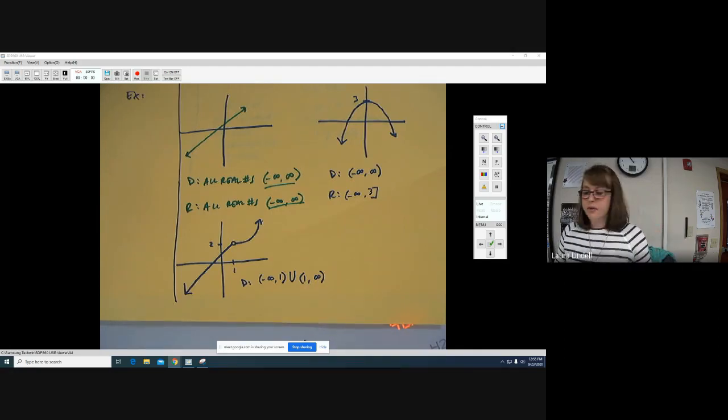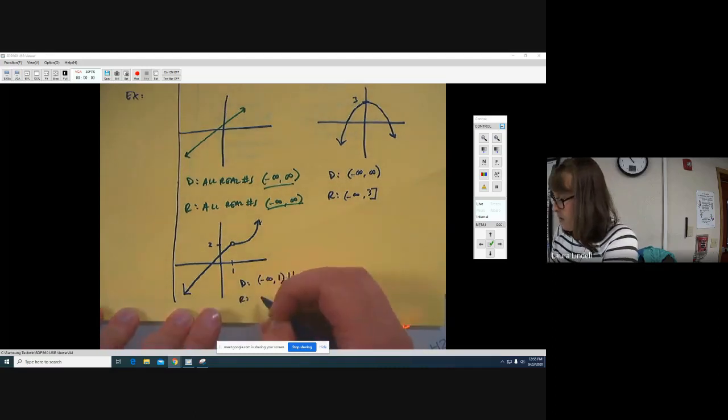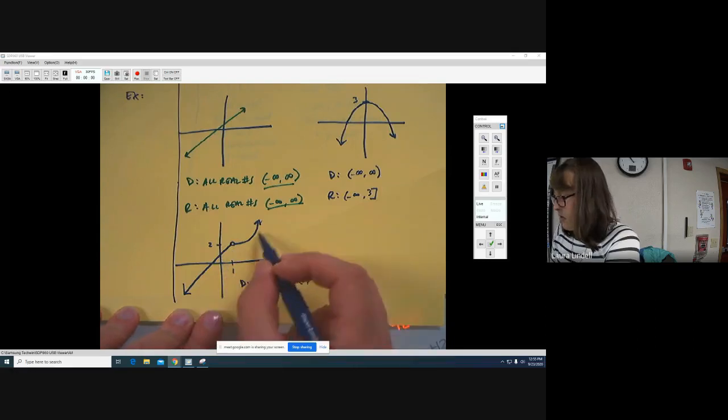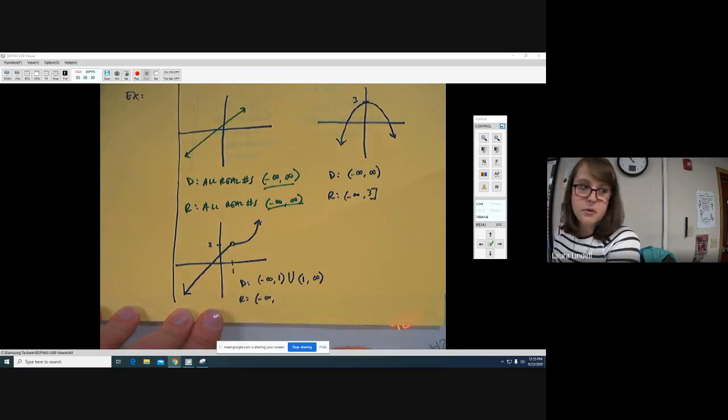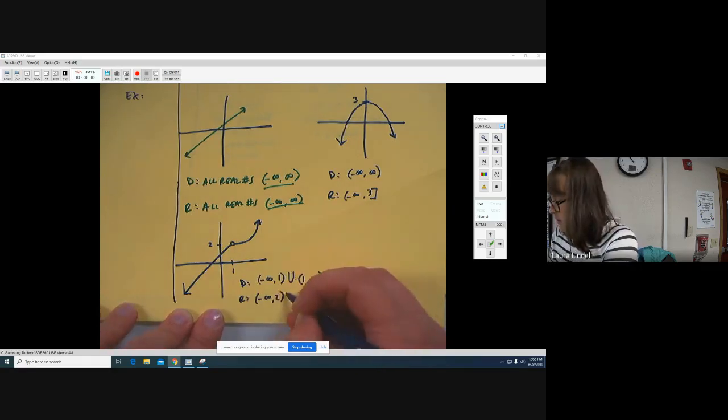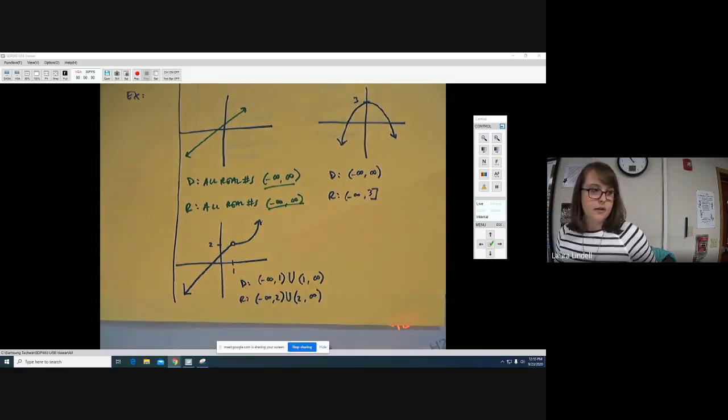And then we do the same thing for the range. We know that it goes down to negative infinity. And we know that it goes up to positive infinity, but we have to skip the number 2. So whatever number you're skipping goes in the middle here. That's how we would skip a number. Okay. So we've got domain, range, function notation, determining if an equation is representing a function. Are there any questions at this point?